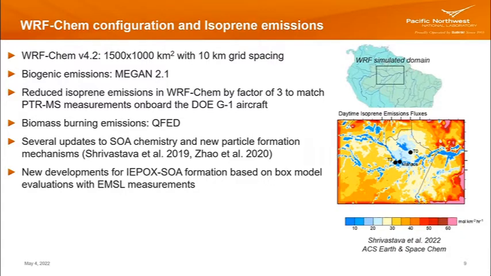So initially when I started modeling it, the WRF-Chem model was too high by a factor of 3 with respect to isoprene emissions. So we had to bring it down. Because I think it's really important to constrain the emissions also in addition to the mechanisms. And over the last few years, we have made several updates to SOA chemistry and new particle formation mechanisms, which we have published in different papers. And then also building up with the box model evaluations, which I showed in the slide before this, because we need to evaluate our processes with actual controlled laboratory measurements to be certain that we are going in the right direction here. So the graph below is just a plot of isoprene emission fluxes over the Amazon.